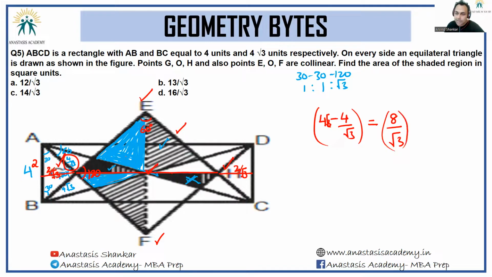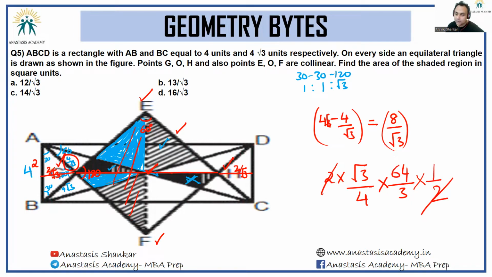So now I've also got the side of the rhombus, and the area of such a rhombus would be given by 2 into root 3 by 4 into a square, which will be 64 by 3. Remember, we don't need area of the entire rhombus. We only need it for half the rhombus. So this also needs to be multiplied by half. So half gone, this gone, this becomes root 3, this gone, this gone. I'm left with 16 by root 3, which is the answer to this question. Option D will be the final answer.